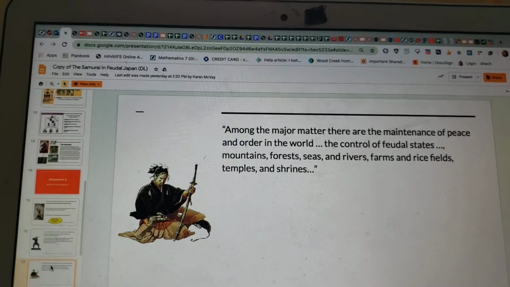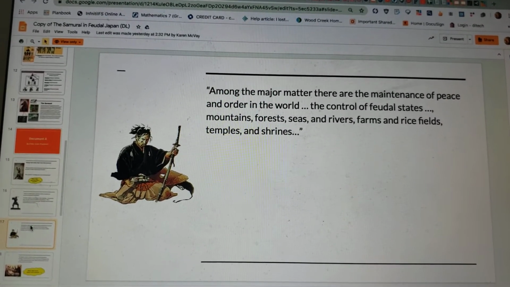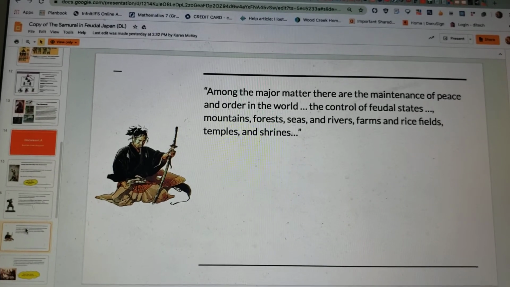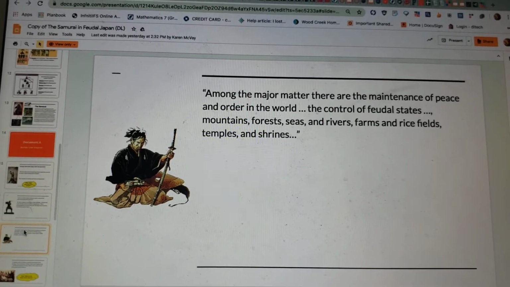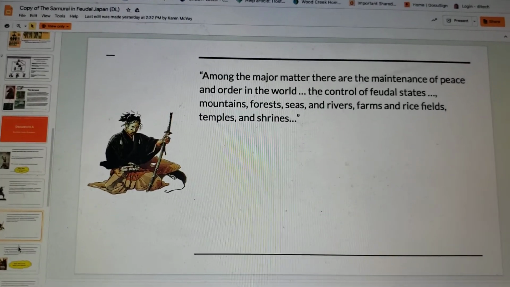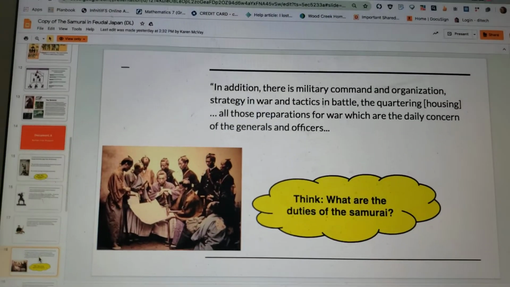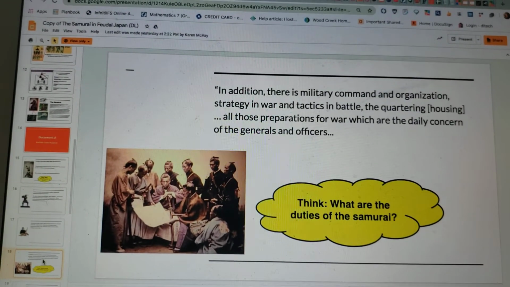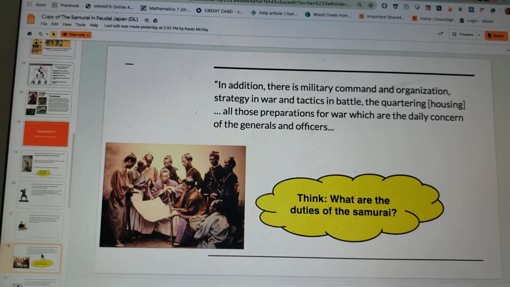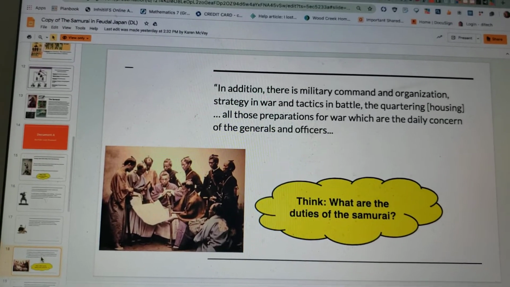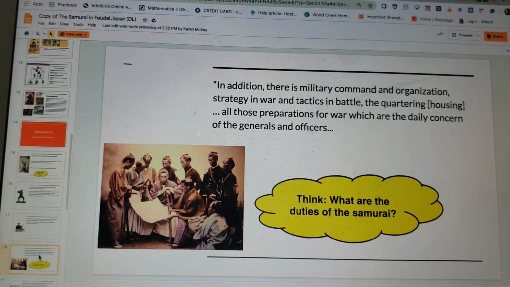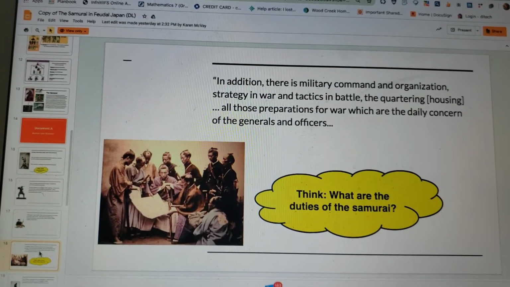Slide 17. Among the major matters, there are the maintenance of peace and order in the world, the control of feudal states, mountains, forests, seas and rivers, farms and rice fields, temples and shrines. Slide 18. In addition, there is military command and organization, strategy in war and tactics in battle, the quartering or housing, all of those preparations for war which are the daily concern of the generals and officers.